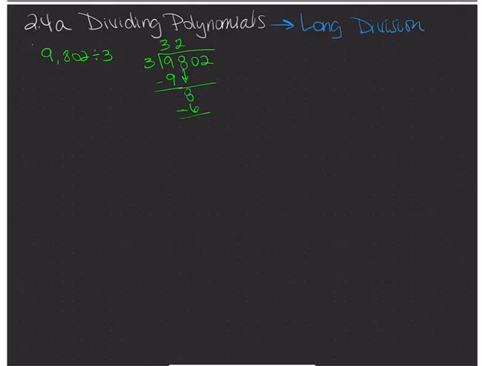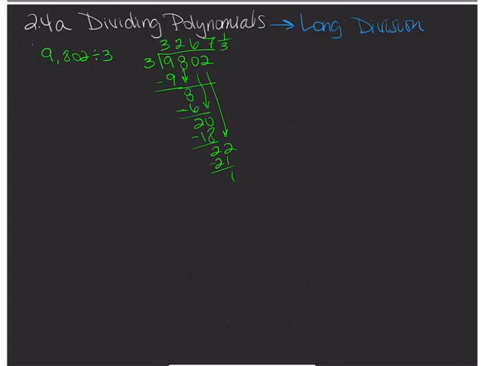8 minus 6 is 2. Drop down the 0. 3 goes into 20 how many times? 6 times. 6 times 3 is 18. We're going to subtract those and get another 2. And then we're going to drop down that 2 and get a 22. And 3 goes into 22 7 times. 7 times 3 is 21. And so we have a remainder of 1, and we would write it as 1 over 3, right? Remember all those good things?